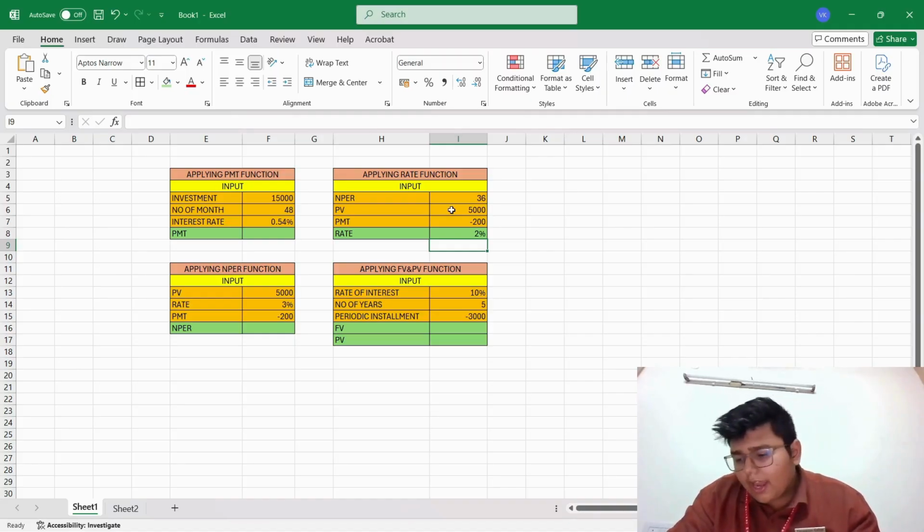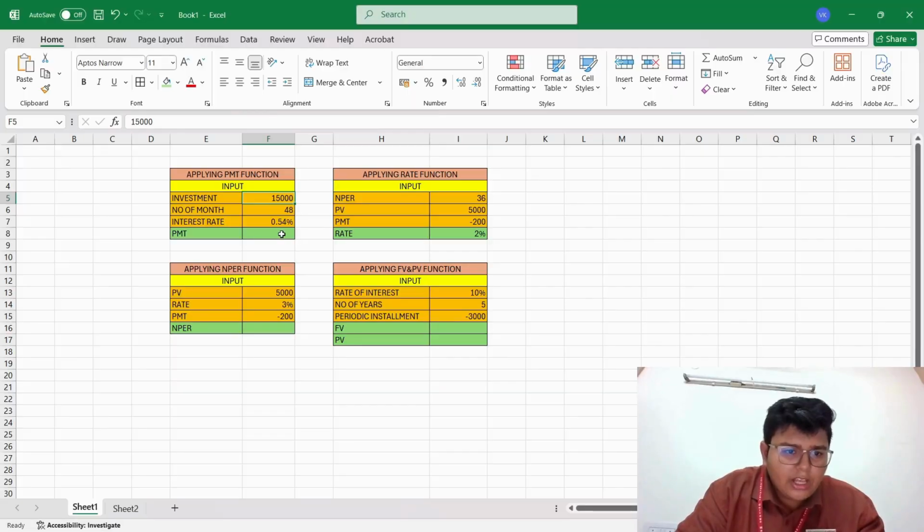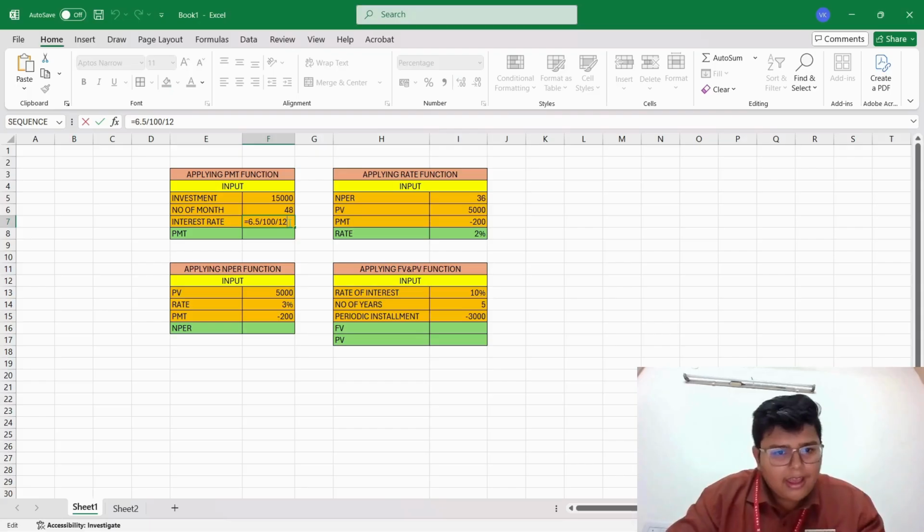Then we are going to learn about PMT. PMT calculates a fixed periodic amount for a loan or investment based on a constant interest rate and a fixed number of payment periods. The number of payment periods is 48, and the investment is 15,000. For the interest rate, it was given as 6.5, then we divided by 100 to convert it to a percentage.